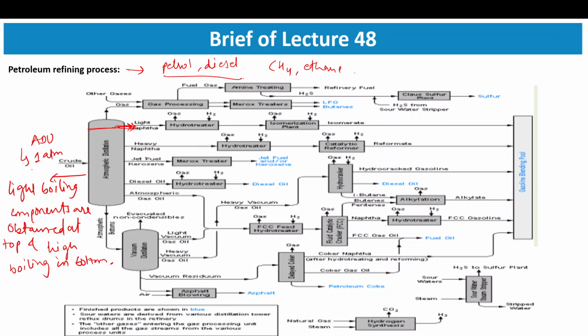Then you can have jet fuel and kerosene. Jet fuel is nothing but the fuel which you use for airplanes. Then you will have diesel. Then you can have petroleum products which are very high boiling. So further to separate them, we send it to a vacuum distillation column, which operates under vacuum.